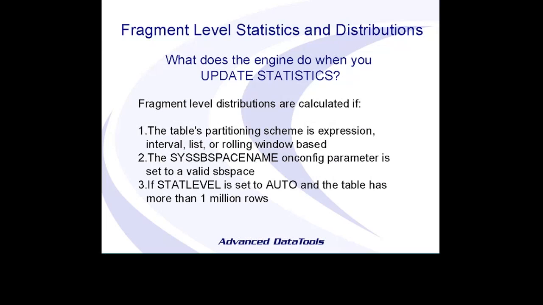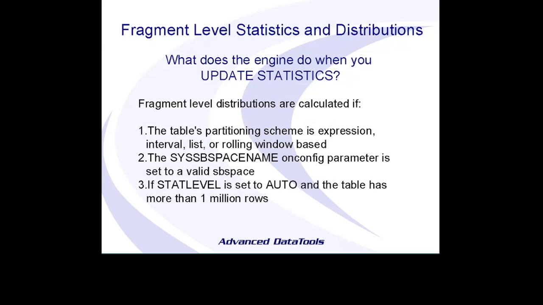If you have a sys SV space name defined in your onconfig file, which is a valid SV space, and your stat level is set to auto, and the table has more than 1 million rows. So until the table reaches 1 million rows, the fragment level distributions will not be calculated. It'll just use table level distributions.